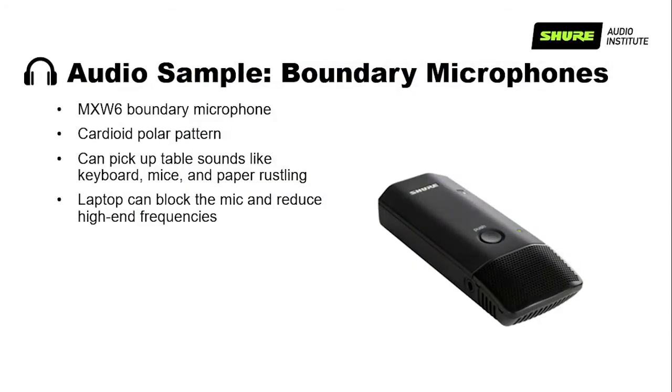This is a sample recording of a Shure MXW boundary microphone with a cardioid pickup pattern placed on a table at arm's length. The microphone is most sensitive directly in front. It's less sensitive at 45 degrees, even less at 90 degrees, and least sensitive at 180 degrees. As the mic is placed on the table close to other objects, it can pick up sounds from keyboards, mice, and other unwanted noise, such as paper rustling. Another issue we see with boundary microphones is when room users put their laptops between themselves and the microphone and raise the screen, which cuts off the high-end content. An example of this is if I raise my laptop screen to obscure the microphone from my voice, you can hear that the high-frequency content is now lost. As soon as I close the laptop screen, the full audio spectrum is restored.